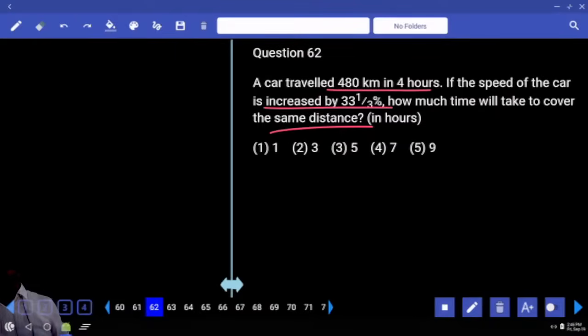That means you'll get the new speed, and you have to cover the same distance, 480 kilometers. And since we also have the new speed, we can calculate time. That is one way, the stupid method which everybody does.